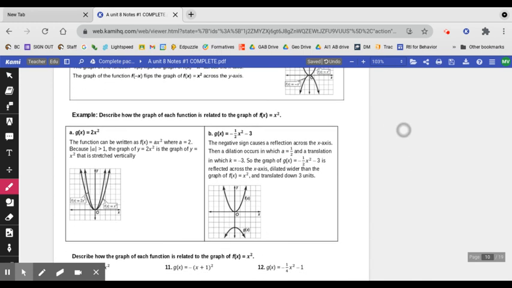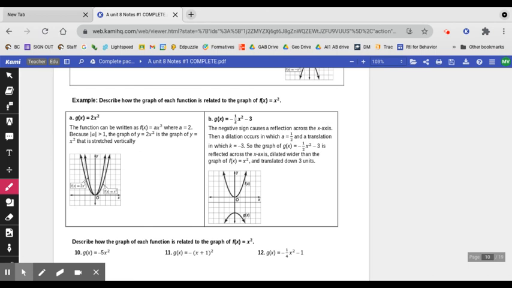So describe the graph of each function. So here it's g of x equals 2x squared. So 2 is greater than 1, so this became stretched vertically. Letter B, the negative sign caused a reflection across the x-axis. That's what makes our parabola sad. Dilation of 1/2 is a compression, and it's also translated down 3. So it's reflected across the x-axis, dilated wider than the normal, and translated down, so it's compressed.